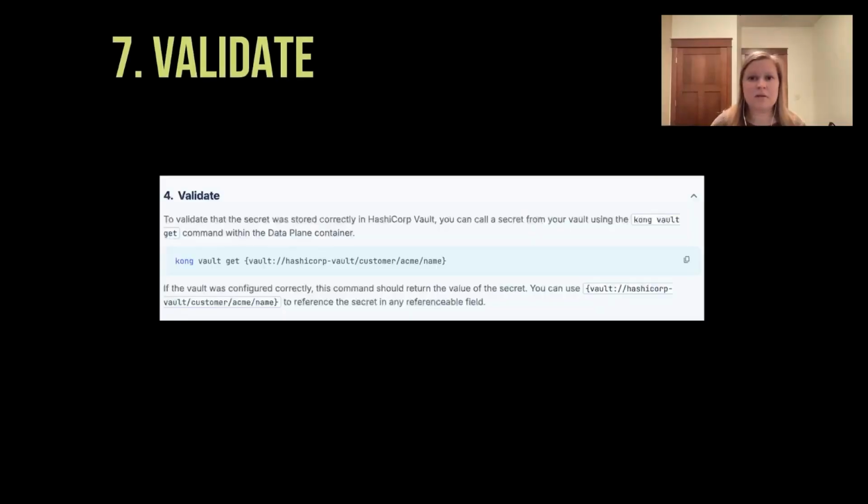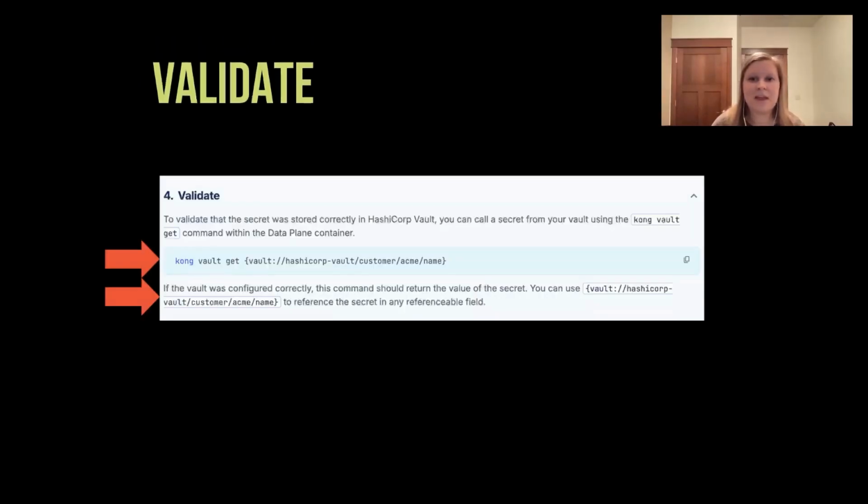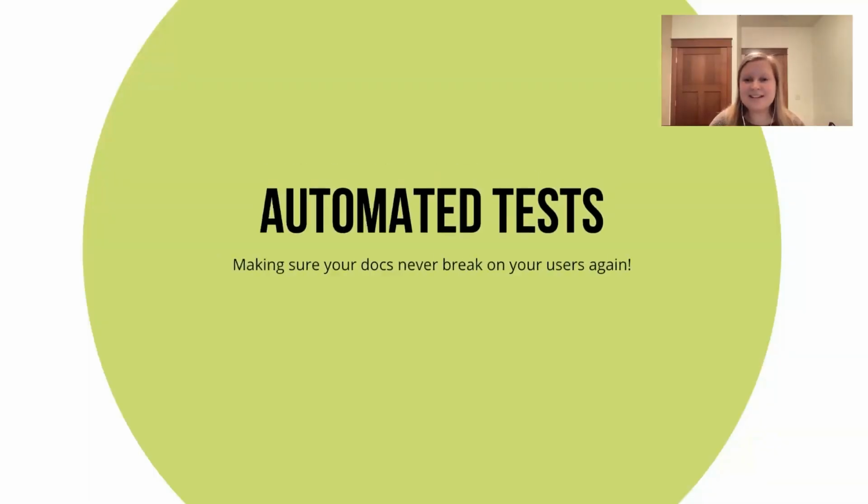I mentioned before that all our how-tos contain a validate step. Each validate step contains two parts: the code snippet and the expected output a user would get if they configured everything correctly. This helps users confirm if they've achieved their goal. However, we also had another reason why we wanted to include a validate step, and that is for automated tests.